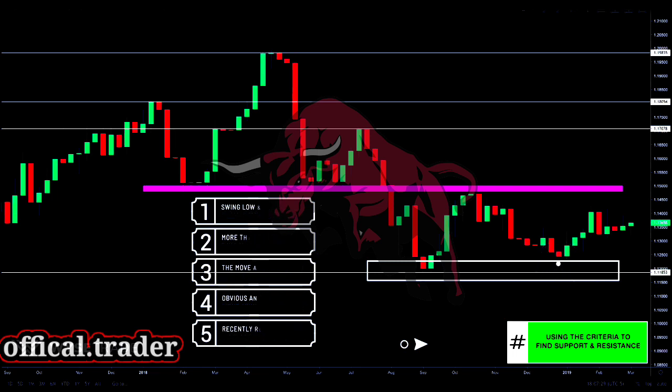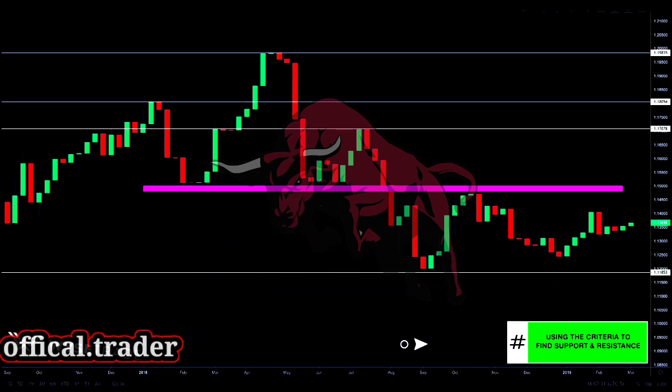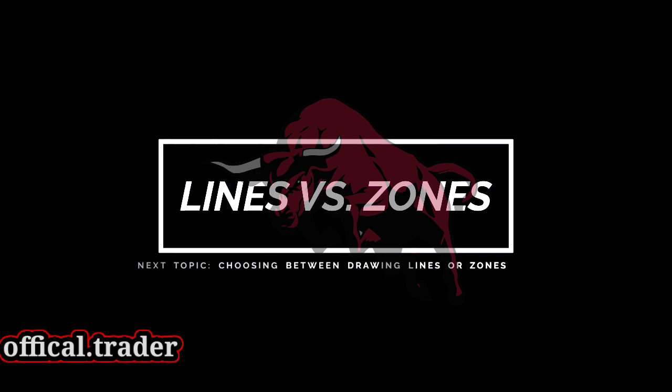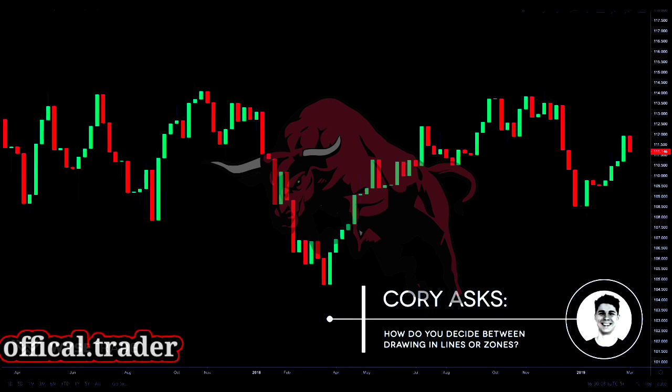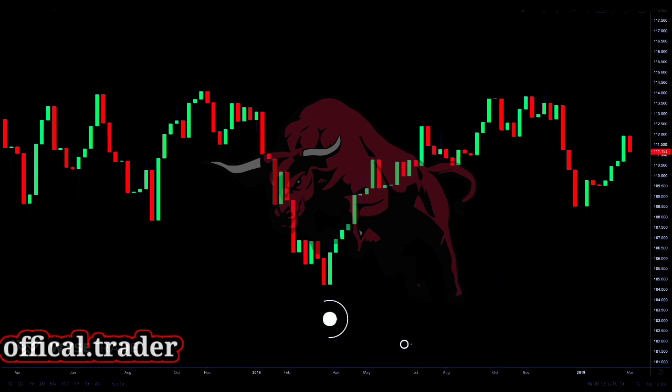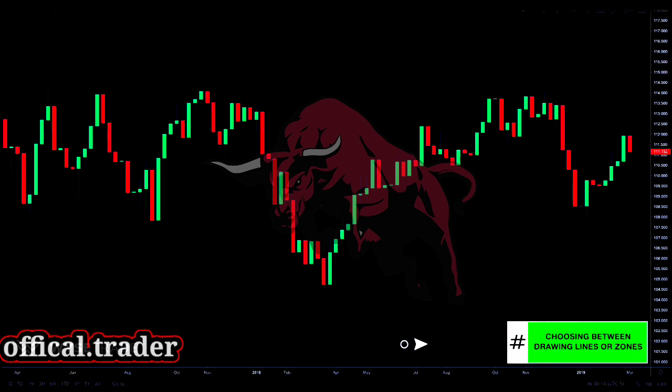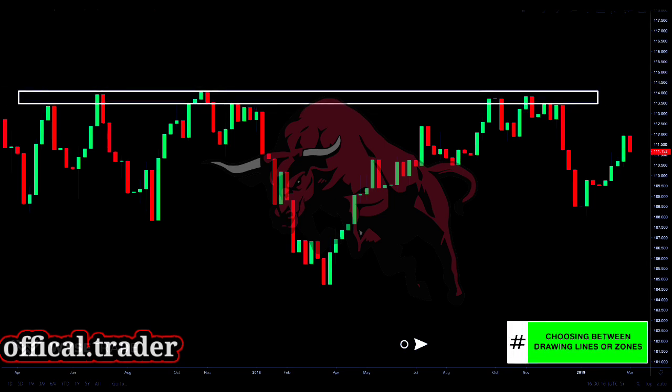Now, you have all your key levels drawn in. Now, let's continue building on what we just learned. So another question we always get asked is how do you know when to draw in lines or zones? So here is the dollar-yen. Along the top, you should be able to spot this key level of resistance here.